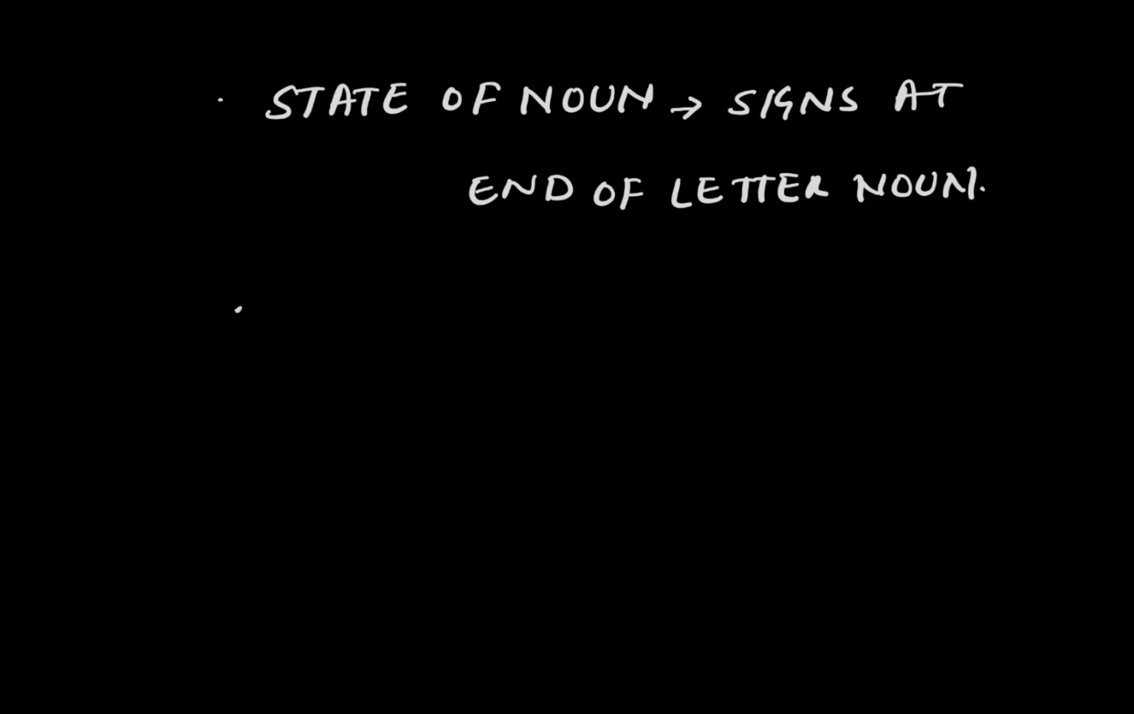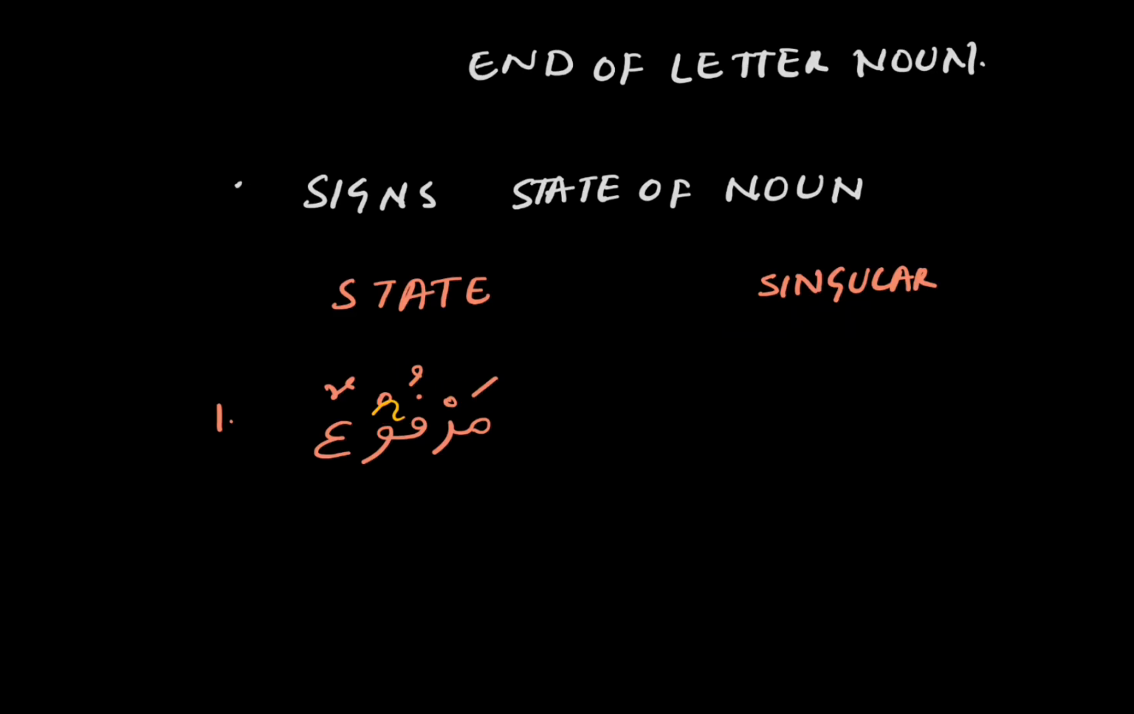So let us see what the signs of the state of a noun are, in order to identify which is marfu, mansub, or majroor. The first state is marfu. First we will discuss singulars, then duals, then plurals. In the marfu state, in singular, the marfu state is identified by a dhamma or a double dhamma at the end of the noun. So by seeing the single dhamma or double dhamma at the end of the noun, we can say the noun is in marfu state.